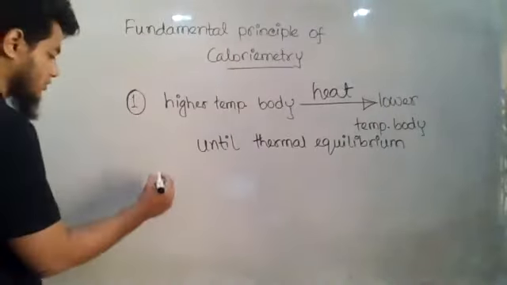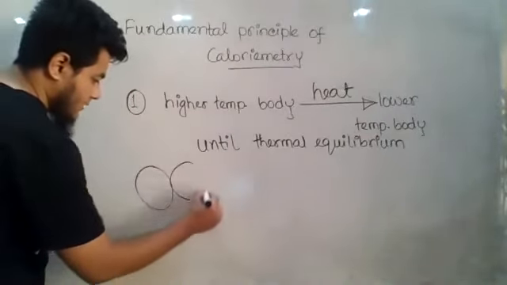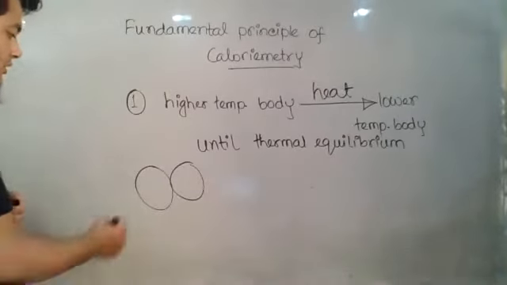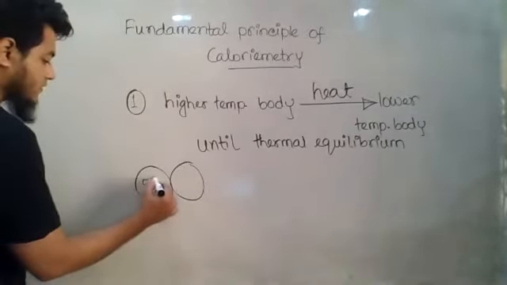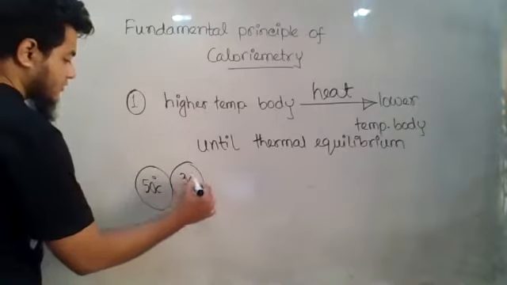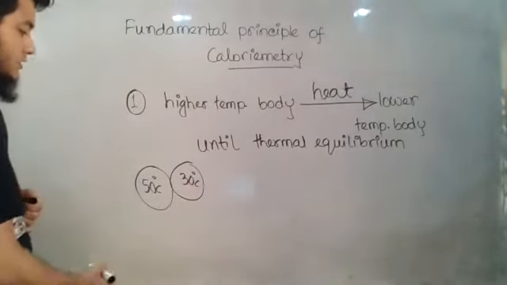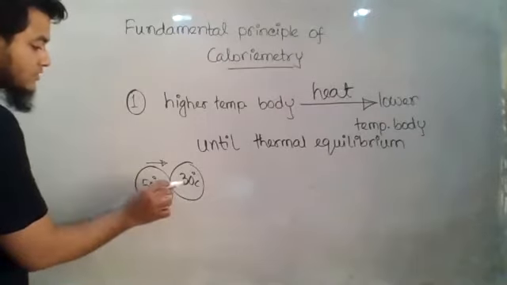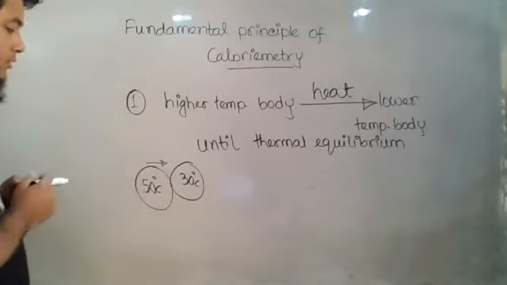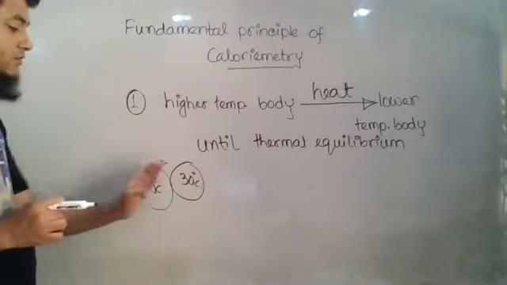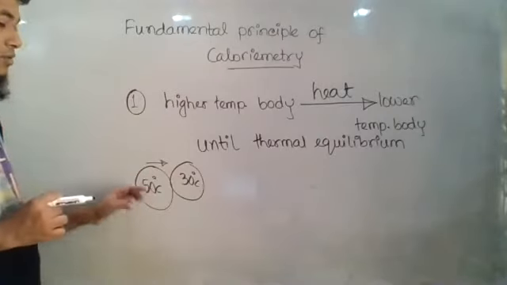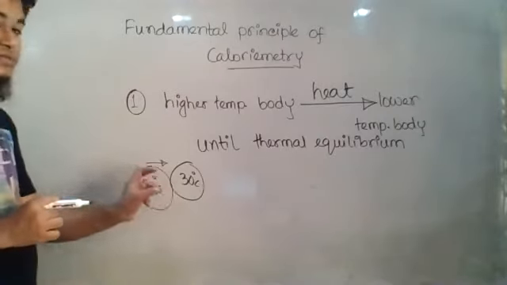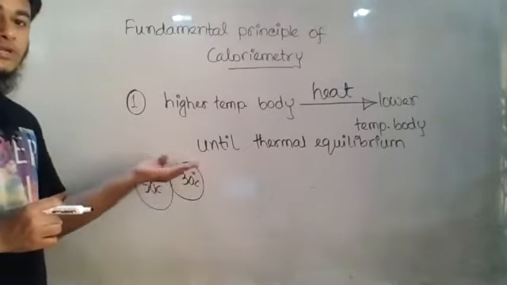See, there are two bodies. I made them come into contact with each other. This one has a temperature of 50 degrees Celsius. This one has a temperature of 30 degrees Celsius. So what will happen? This body will donate heat to this body, and this body will receive heat from this one. As this body gives up heat, its temperature will come down, and as this one receives heat, its temperature will go up.